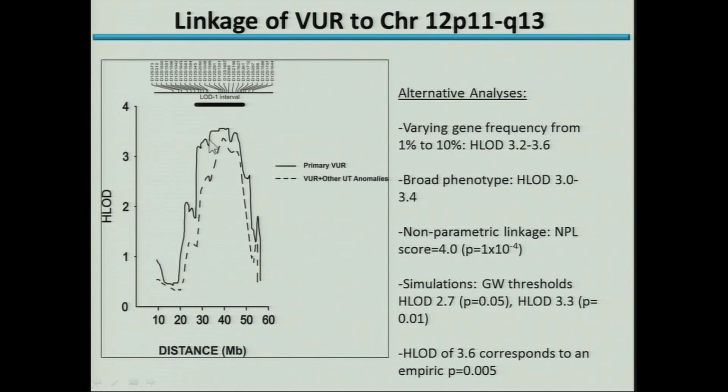I did different analyses, basically looking at the solid line is primary reflux, and then the dotted line is reflux plus other urinary tract anomalies. And so we did achieve over a LOD score of 3 for both of these phenotypes. We also did something called a non-parametric linkage score, which we calculate the linkage without putting into the computer what we thought the mode of transmission was, autosomal dominant or recessive. The computer basically calculated out what they thought the LOD score would be, and it was 4.0, which is equivalent to about a p-value of 1 × 10⁻⁴. So there most likely is something in this area on chromosome 12p11q13.